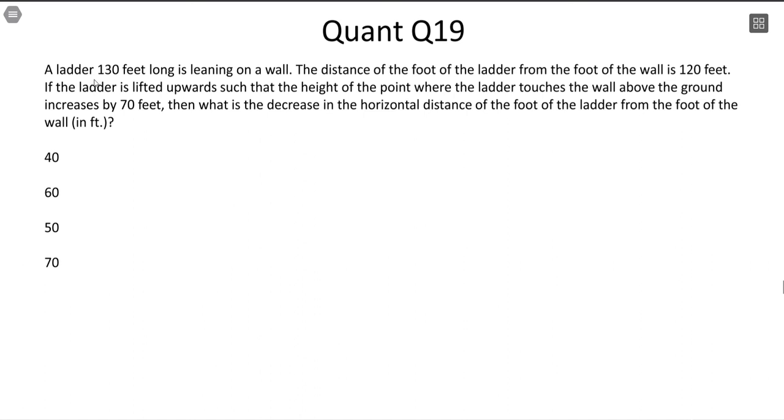Next question. A ladder 130 feet long is leaning on a wall. The distance of the foot of the ladder from the foot of the wall is 120 feet. Okay. This is the ladder leaning against a wall. This we have been told as 120, and ladder is 130. Again, 30 and 20, hopefully you can see the height has to be 50 only.